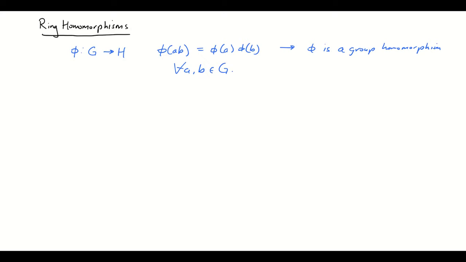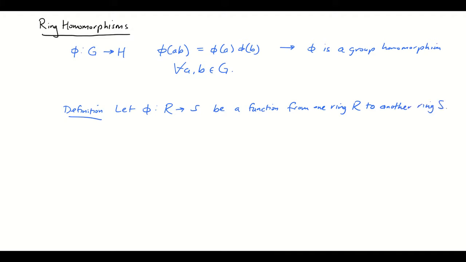And we start in pretty much the same place. So here's a definition. Let phi from R to S be a function from one ring R to another ring S. And for this video, as always, we're going to assume that the rings are commutative with unity. But that doesn't have to be the case. You can define ring homomorphisms for any rings, non-commutative rings included. It's just for now we're going to focus on the case of commutative rings with unity.